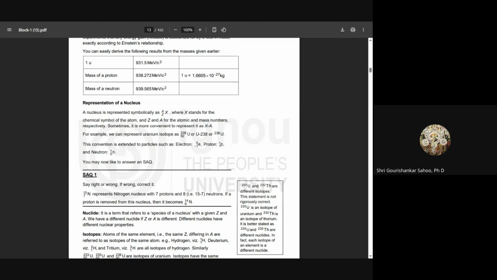Similarly, the mass of an electron is 0, the mass of a proton is 1, and the mass of a neutron is 1. So an electron can be written as 0, minus 1, e, where minus 1 is its charge and 0 is its mass. A proton is represented as 1p1, where its mass number is 1 and charge is plus 1. And a neutron can be represented as 1n0, where 1 is its mass and 0 is its charge. You know all these things.